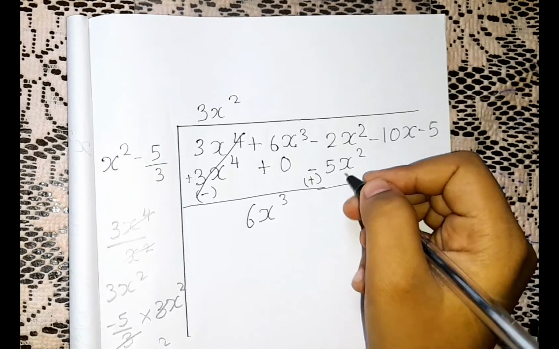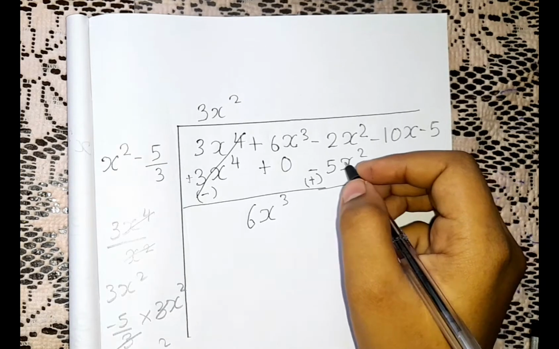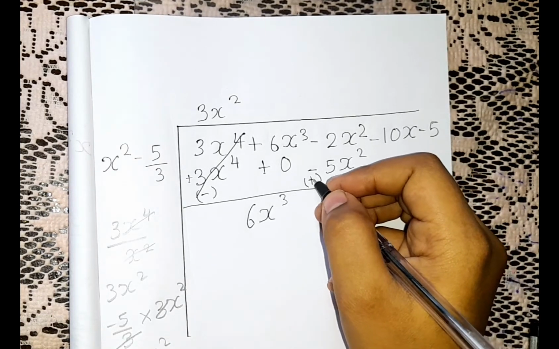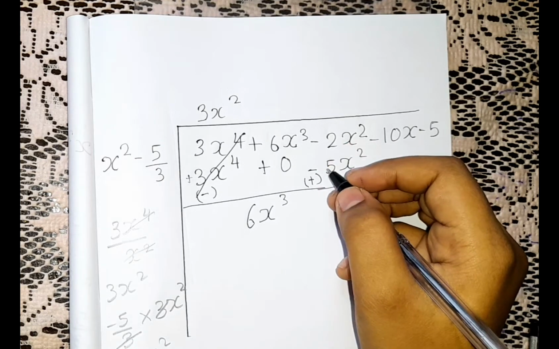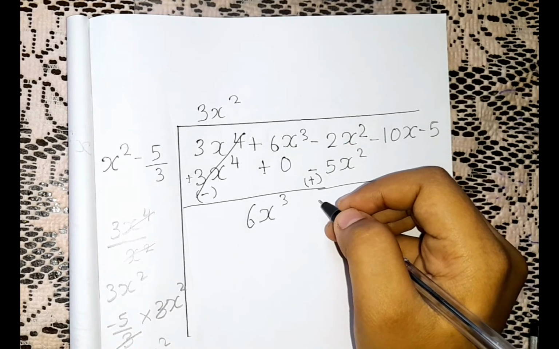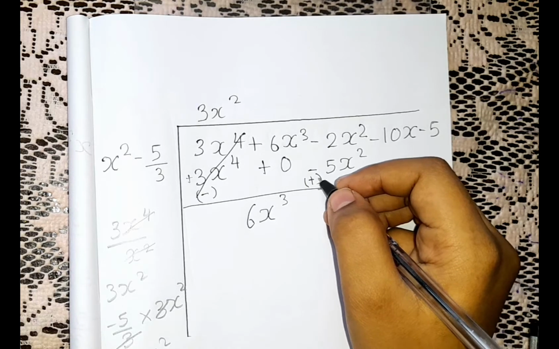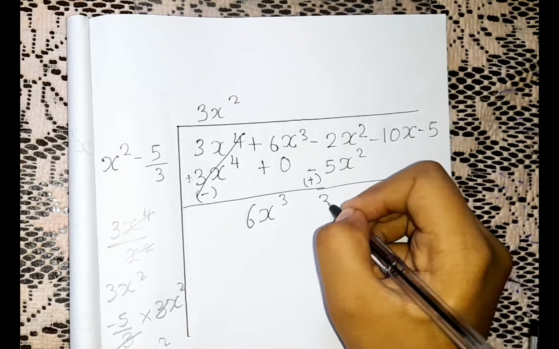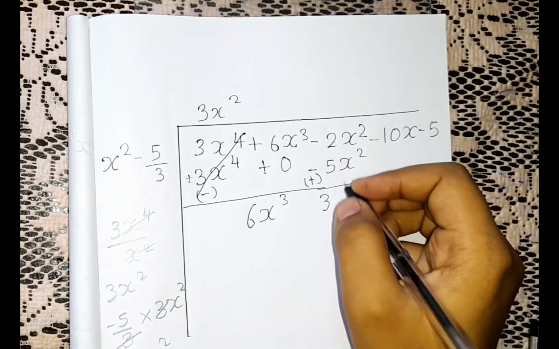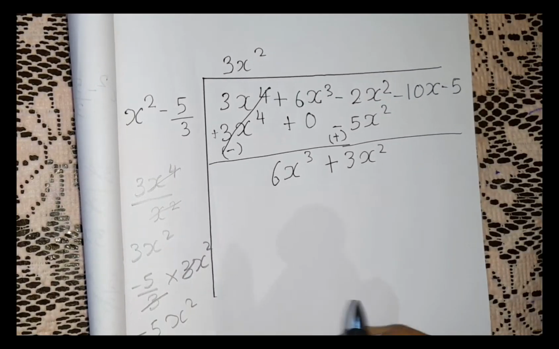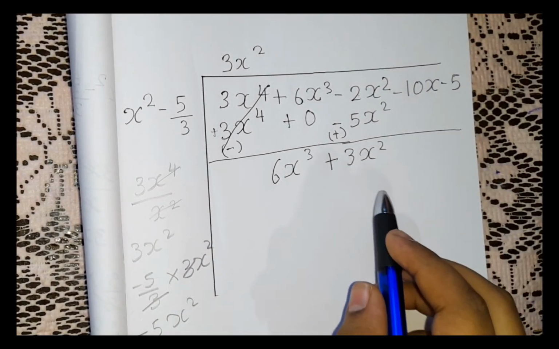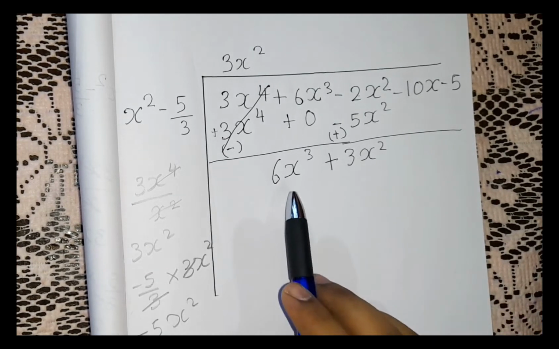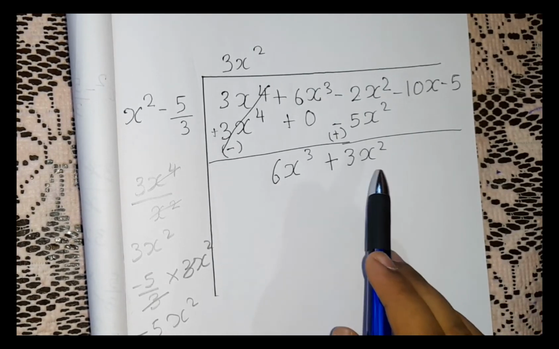Here 5x square has got a new sign, that is plus. So plus and minus is, of course, minus, so we are going to be subtracting it. When we subtract 5 minus 2, it is 3, because 5 minus 2 is 3. So as you guys know, we got plus 3x square. Am I right? So now we got 6x cube plus 3x square.